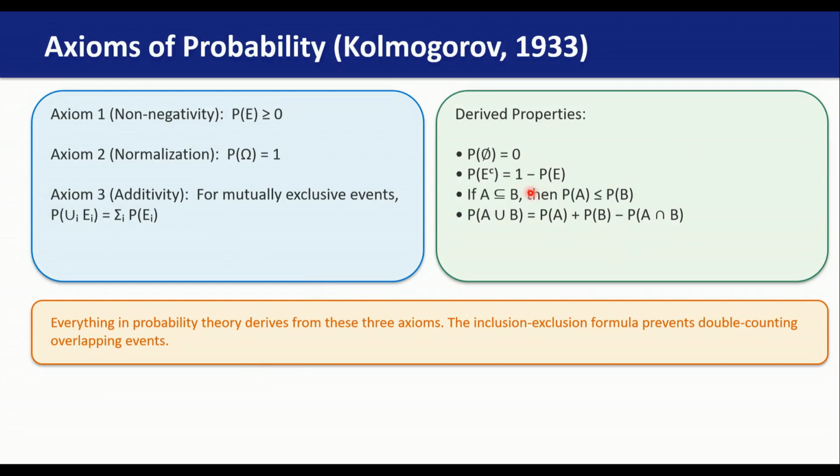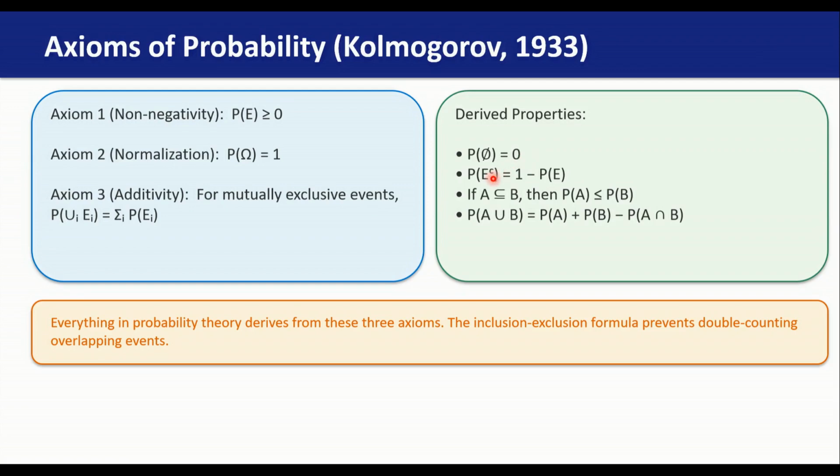Fact 1, the probability of nothing is 0. This means nothing happening. Again, probability of nothing happening is always 0. Why? You may ask why. Because omega equals nothing union omega and they do not overlap. So P of omega equals P of nothing plus P of omega. Subtract P of omega from both sides. P of nothing equals 0.